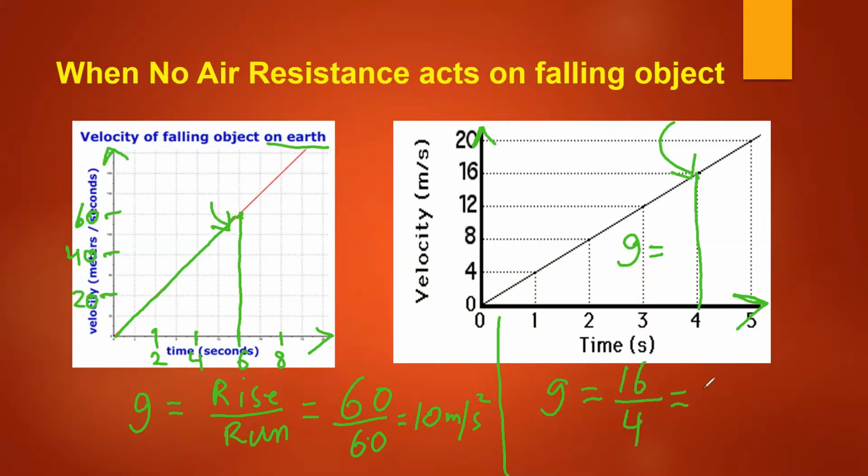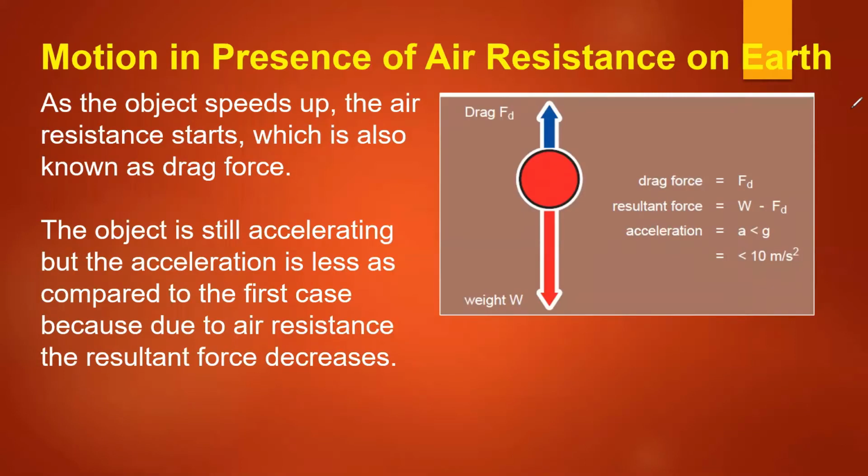That's going to be 4 meters per second squared. And the value of g, that is 4 meters per second squared, is for the planet Mars, and Mars has no air resistance acting. Now we are going to consider when air resistance is acting on the object, then what happens?